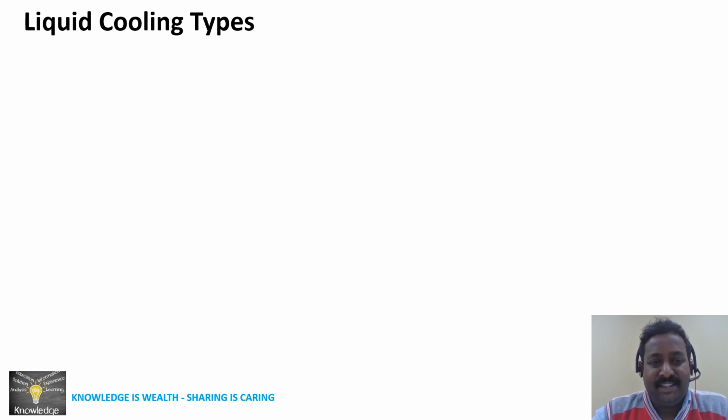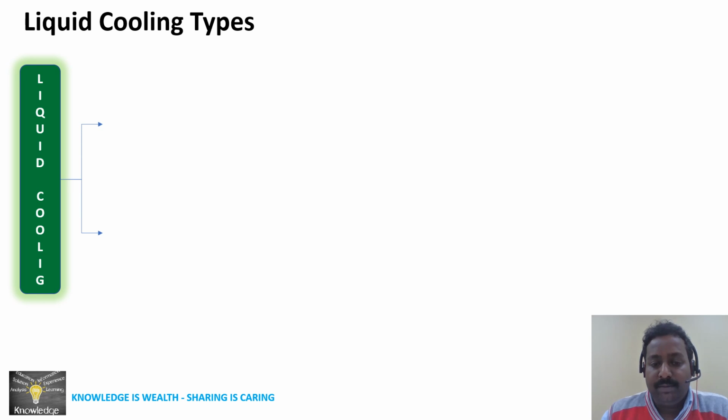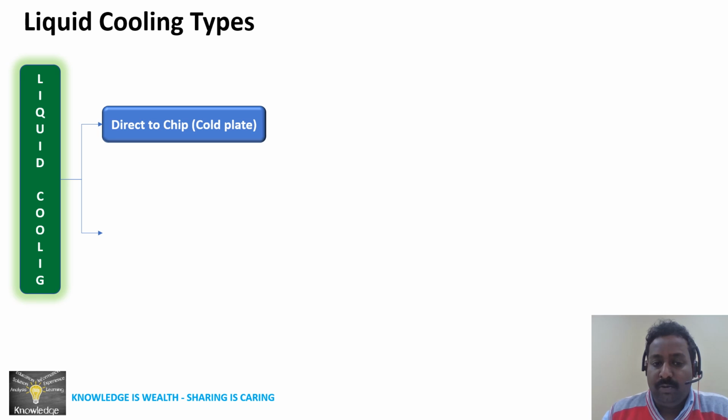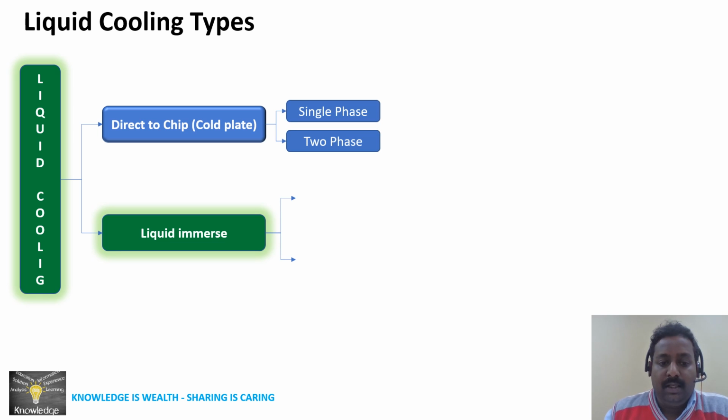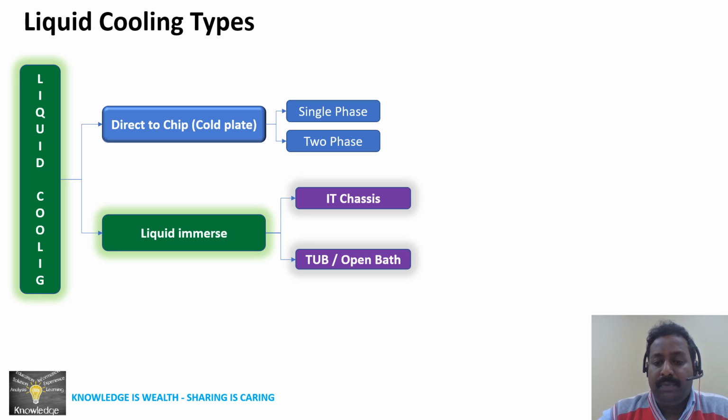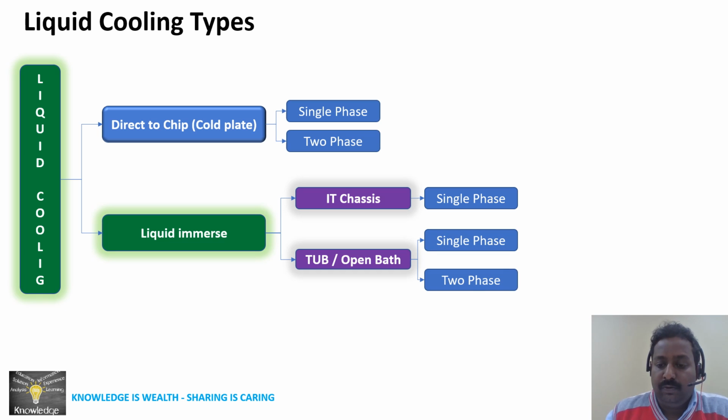Now let us discuss the last type of HVAC setup, the modern new technology: liquid cooling types. In liquid cooling there are two types. One is direct to chip using cold plates, and next is liquid immersion cooling. In direct to chip liquid cooling with cold plates, there are two: single phase and two phase. In liquid immersion there are also two types: one is IT chassis, and next is bath, or open bath or tub type. In the IT chassis it is a single phase method, and in the tub or open bath, both single phase and two phase are available.